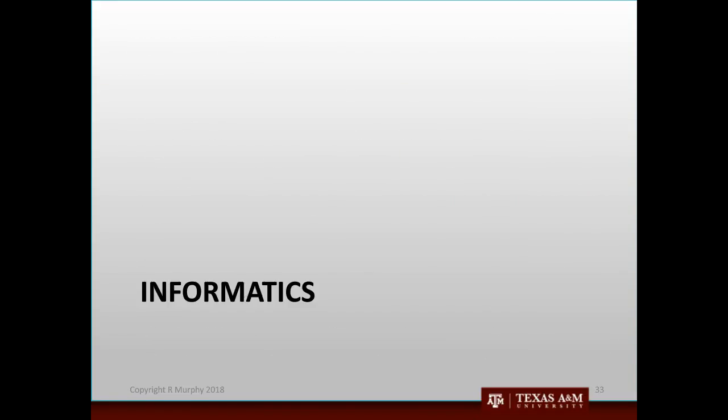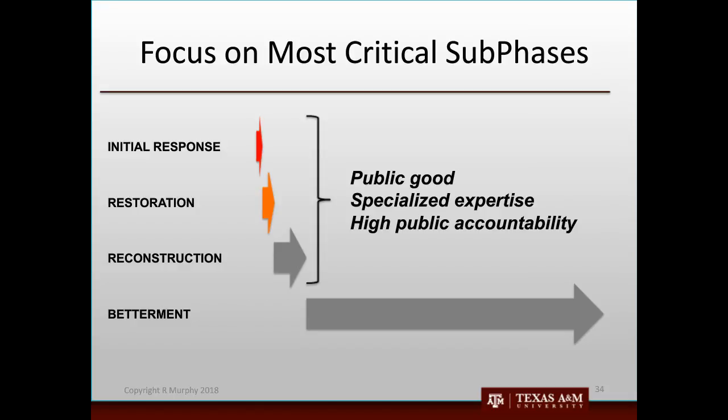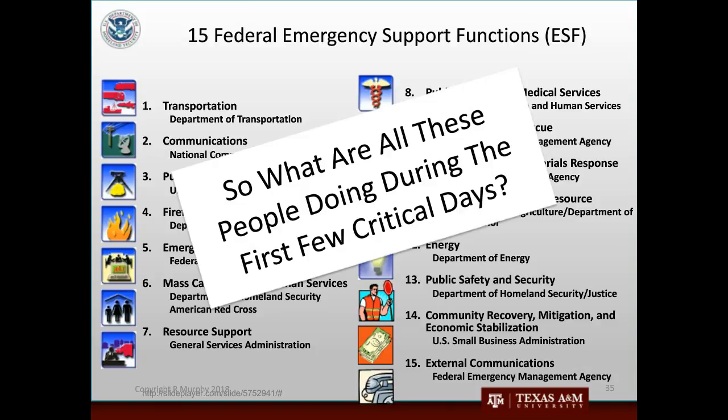All right, deep breath. Background. Now we're going to get into more of the computer science stuff. Let's start off by looking at the informatics, and again focus on what's happening in those phases. The question is, what are all these people doing? What kind of decisions, what kind of data, what kind of information do they need during those first few critical days? Because that's when you're going to save their lives or have huge positive consequences on the economy.